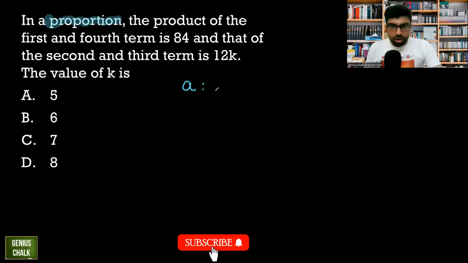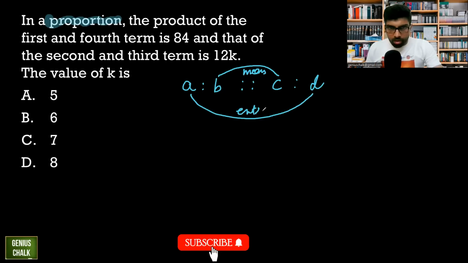I can say if A is to B is equals to C is to D, we can say that it's a proportion. So we can write that product of means, this we have discussed, is always equals to product of extremes. How this is coming, we can prove this. We had proved this earlier also.